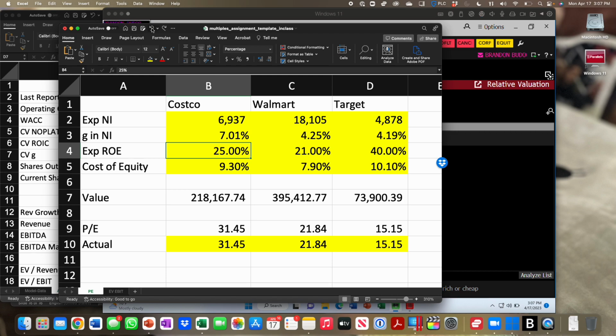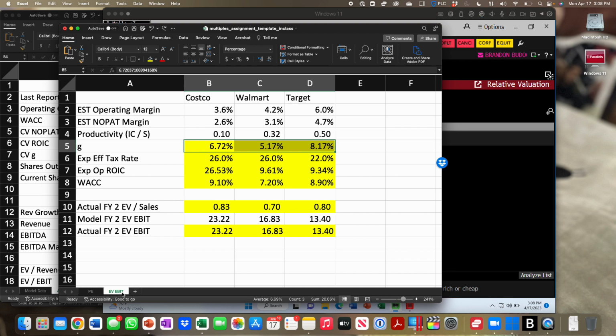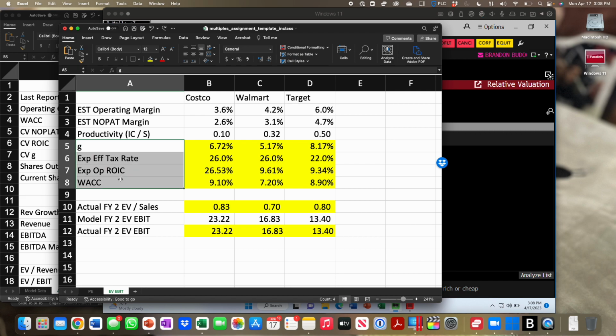Now that I've explained my PEs and my 500-word write-ups, I'm now moving on to multiple number 2, which is enterprise value to EBIT. Now I'm dealing with operating values, not net income. So these are the 4 variables to EV to EBIT. So I've got to explain 4 things as to why these numbers are different. Why is Costco trading at a premium to Walmart, 23.2 versus 16.83?